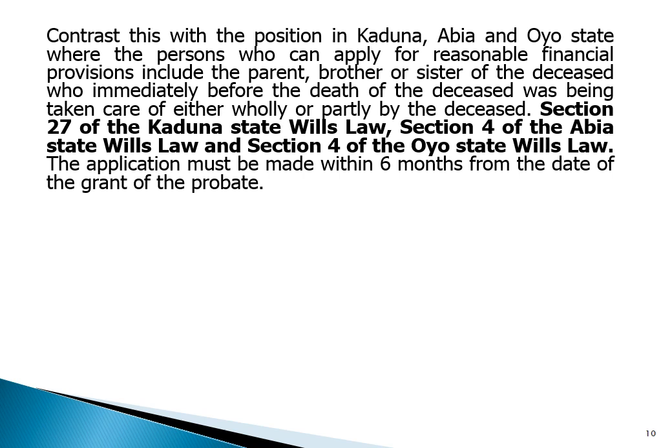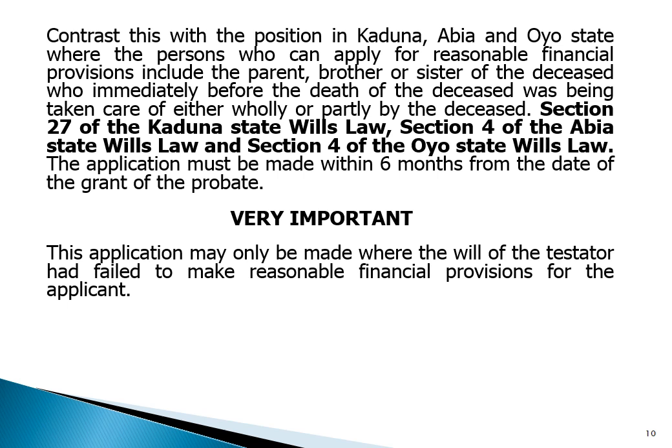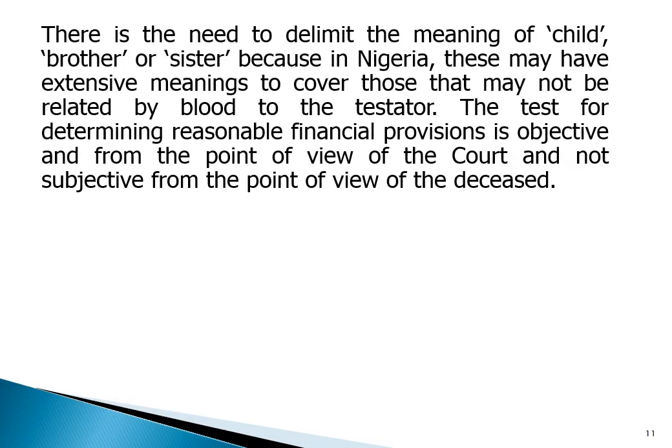The application must be made within 6 months from the date of the grant of the probate. Very important, this application may only be made where the will of the testator had failed to make reasonable financial provision for the applicant. There is the need to delimit the meaning of child, brother, or sister, because in Nigeria this may have extensive meanings to cover those that may not be related by blood to the testator.